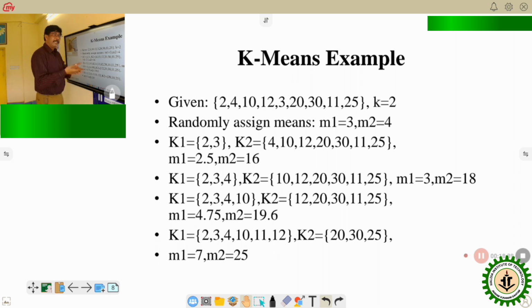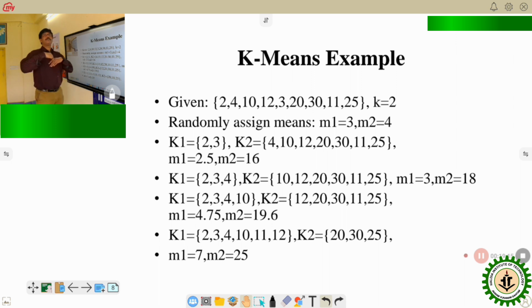Now, in the next step, again I have to take the mean of 2, 3, 4 and 10. I am taking the arithmetic mean to find the new center of gravity, the new cluster head or cluster representative. It becomes 4.75. If you take the arithmetic mean of the cluster 2, that mean is 19.6. So the 2 cluster heads have been formed again: 4.75 is the cluster head of the first cluster, and 19.6 is the cluster head of the second cluster.